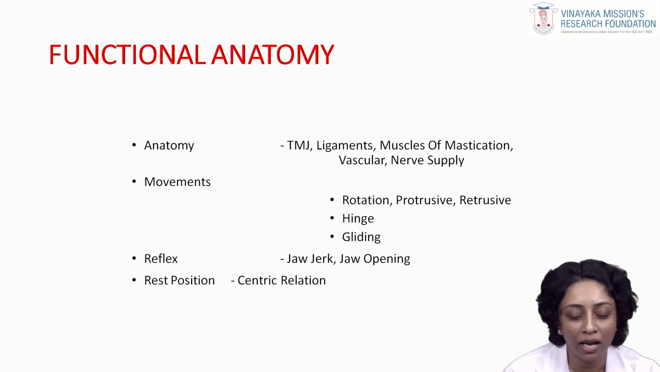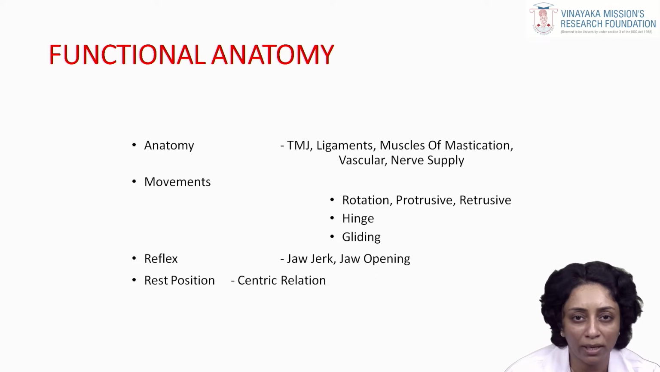Where is it located? We all know that the temporomandibular joint is located between the condyle, in the position superiorly on the condyle, and below the glenoid fossa of the temporal bone. So, this is the position of the TMJ. What are the ligaments attached to it? There are many ligaments associated with the movement of the articular disc of this TMJ. One such ligament is the sphenomandibular ligament or the stylomandibular ligament.